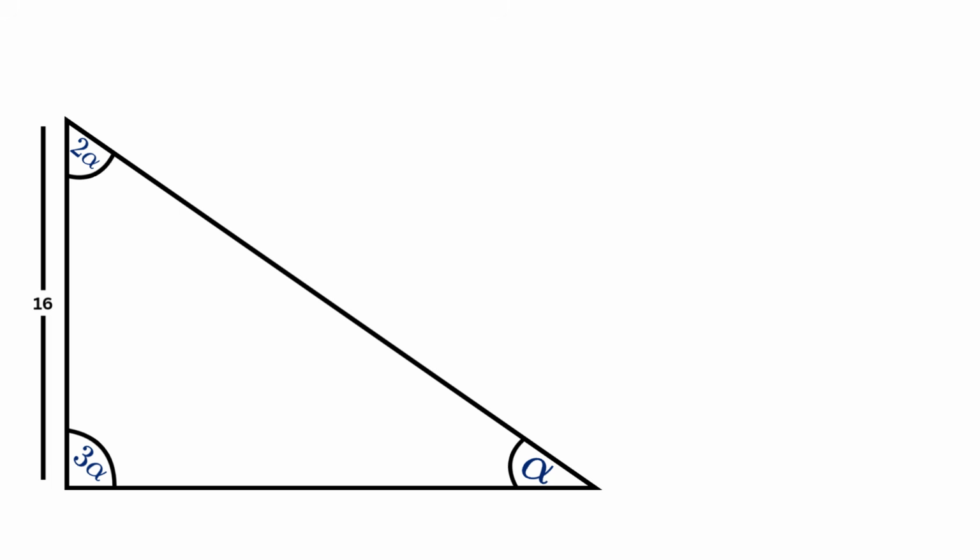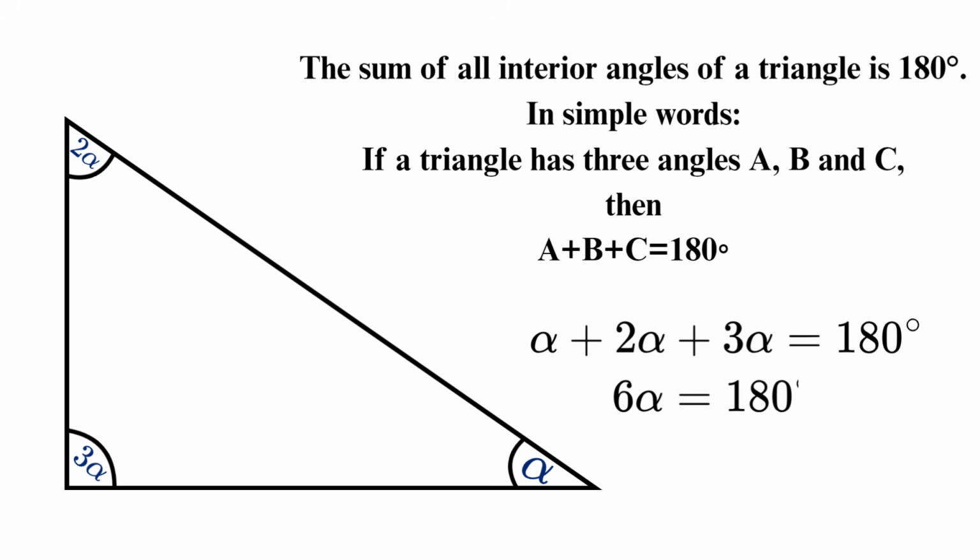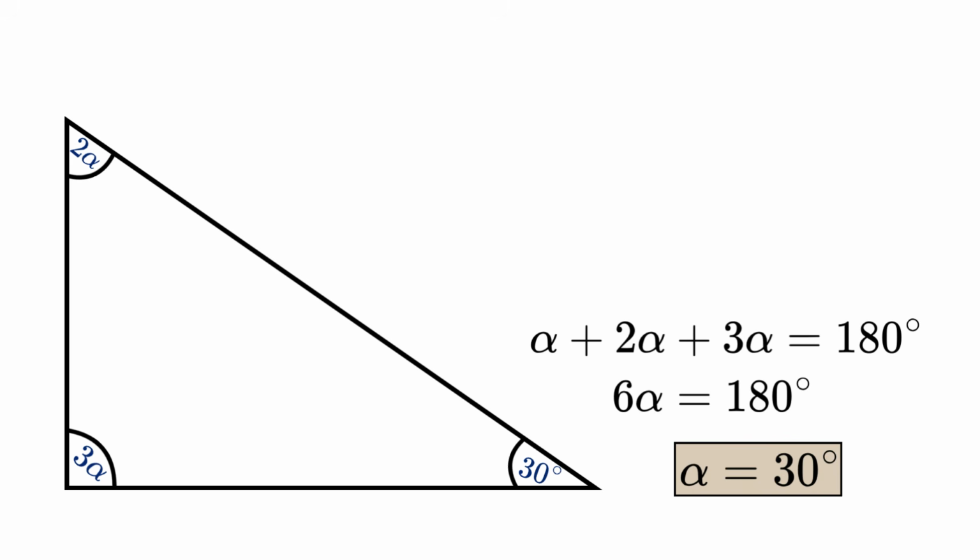Now, to find each angle of the triangle, you must know that the sum of all interior angles of a triangle is always equal to 180 degrees. So, the sum of alpha, 2 alpha, and 3 alpha will be 180 degrees. Therefore, we can write alpha plus 2 alpha plus 3 alpha equals 180 degrees. By adding these three terms together, we get 6 alpha equals 180 degrees. Now dividing both sides by 6, we get alpha equals 30 degrees. So the value of angle alpha is 30 degrees. Now, if alpha is 30, then 2 alpha equals 60 and 3 alpha equals 90.